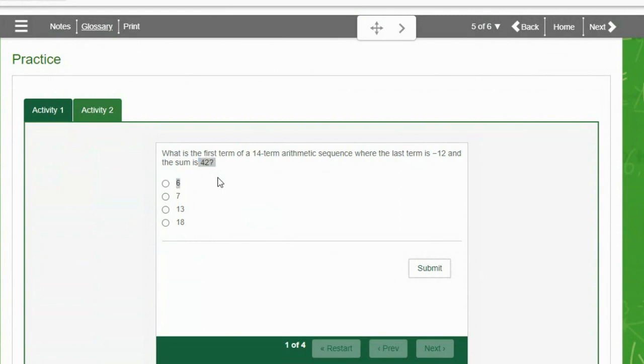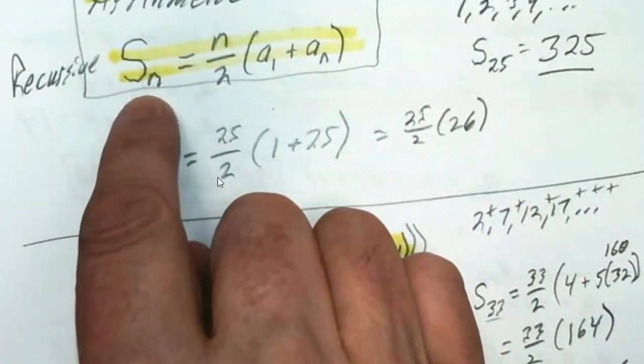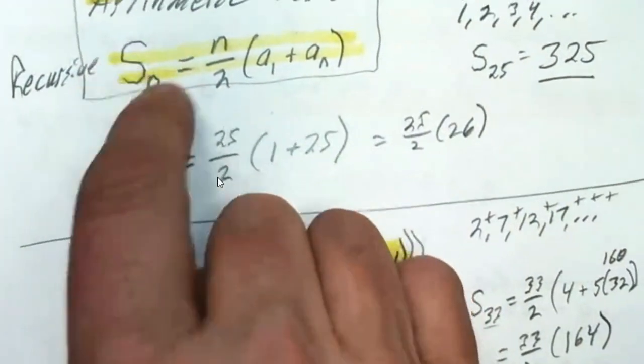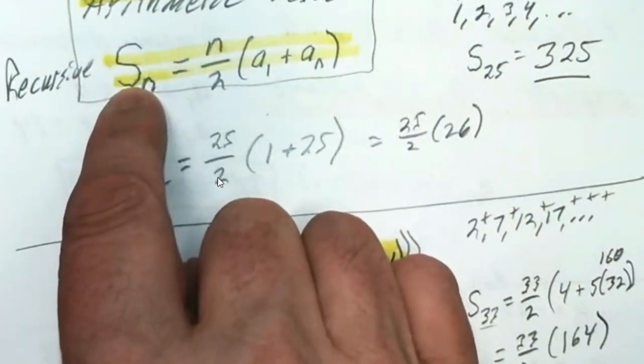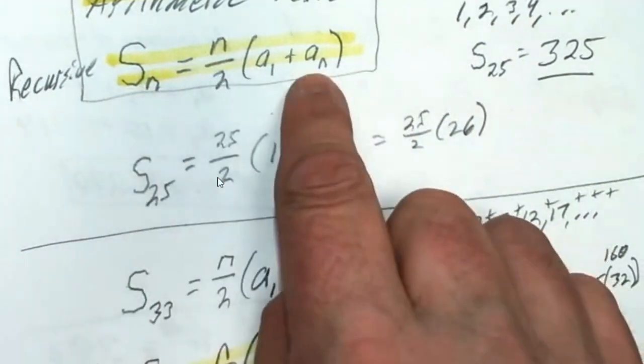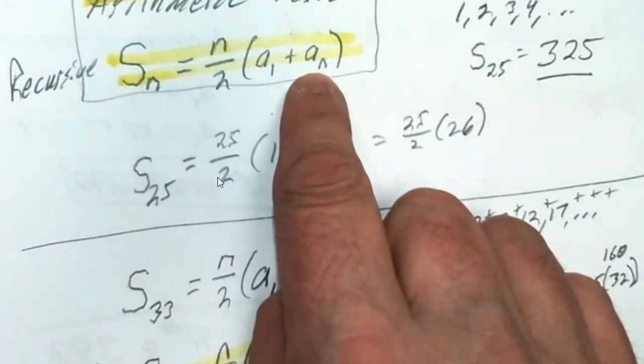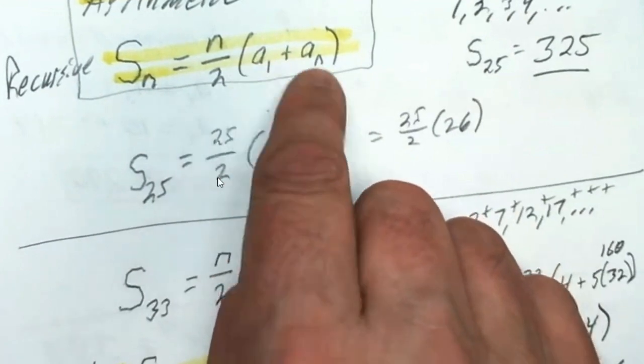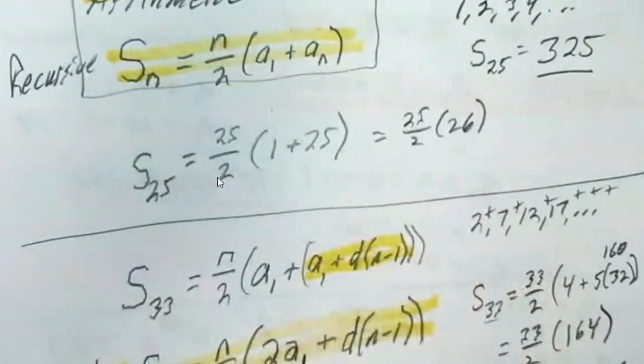So that means you could go to this formula because you know there's 14 terms. And you know what the sum is. You can replace this number with the total. This would be a 14. This would be the last term. And you just solve it for A1 because you'd have all the other variables filled in. Just fill that in.